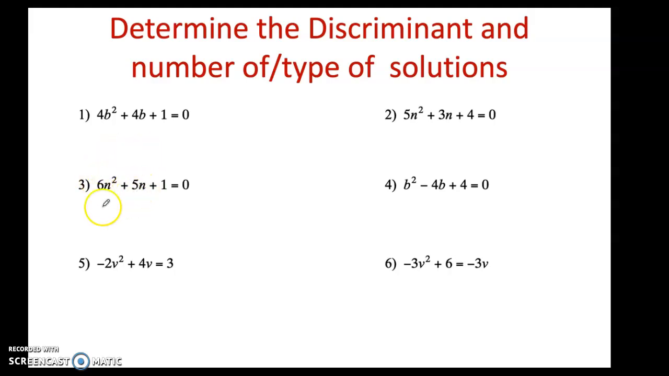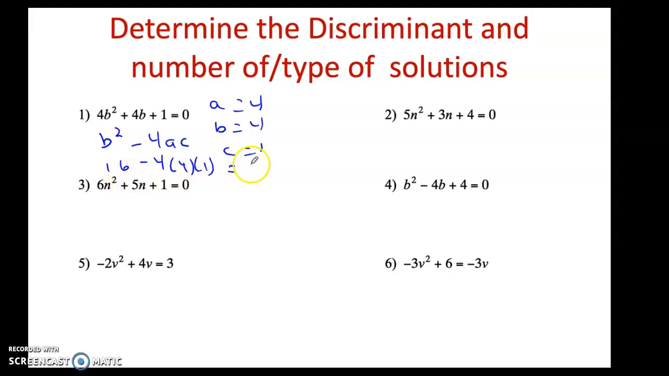So to find the discriminant, you're going to use b squared minus 4ac. And again, a equals 4, b equals 4, and c equals 1. So we're going to have 16 minus 4 times 4 times 1. This will give me 16 minus 16, which is 0. So the discriminant is 0, so that means we're going to have one real root.